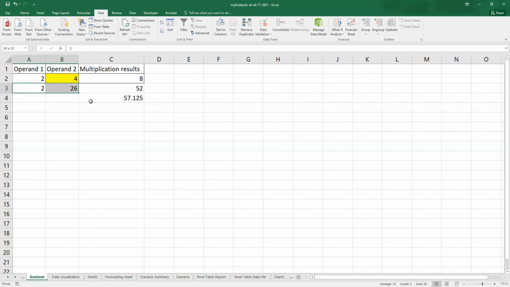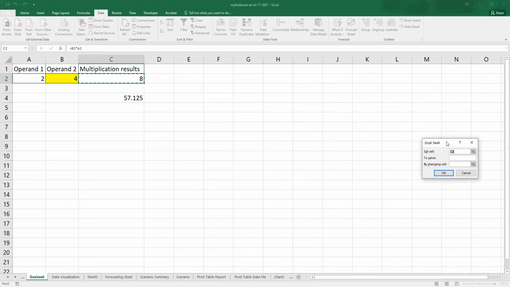So Goalseek helps you find that, while operand 1 is still value 2, and the result you want is 57.125, what should be the value of operand 2 here? Let's see how we can do that. We just leave the calculation and the multiplication formula like this first. After that, we go to What-If Analysis and Goalseek.